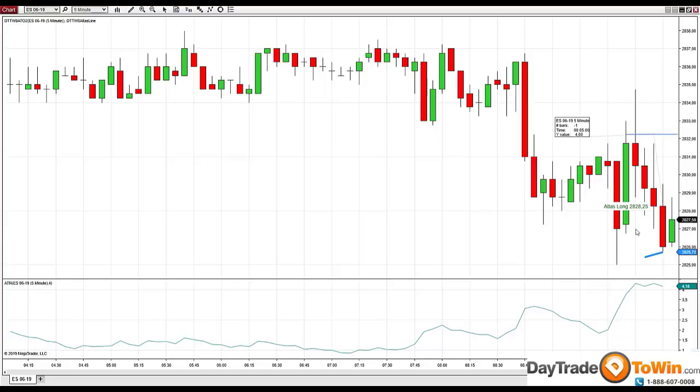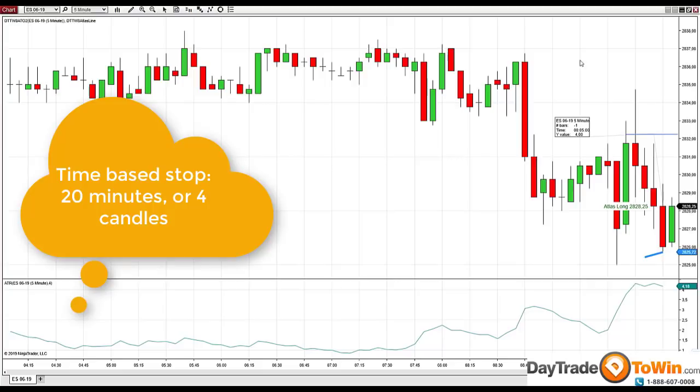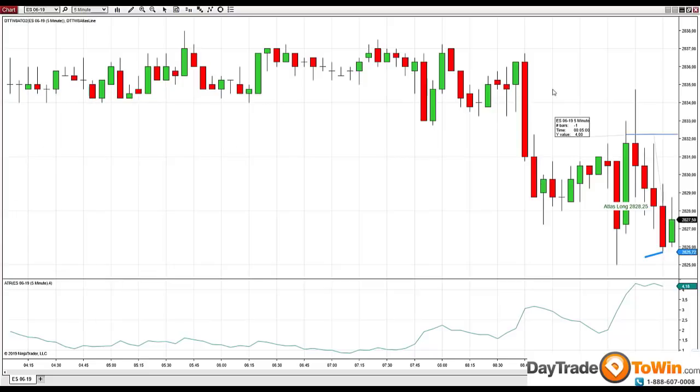Makes sense, right? We're going to use a time-based stop here as well, which according to the trading rules of the Atlas line is 4 candles. That's 20 minutes. If we haven't reached our profit target by then, we will close out our position, win, lose or draw.